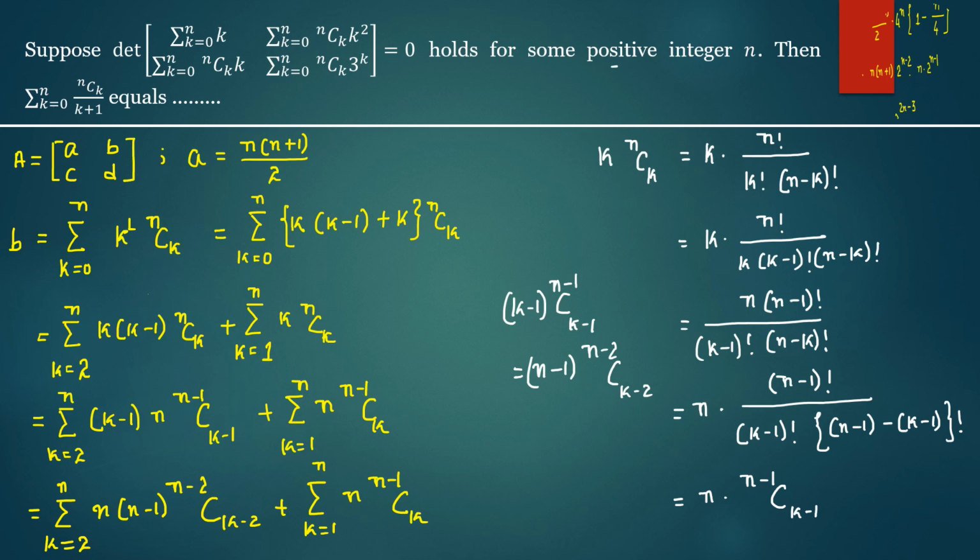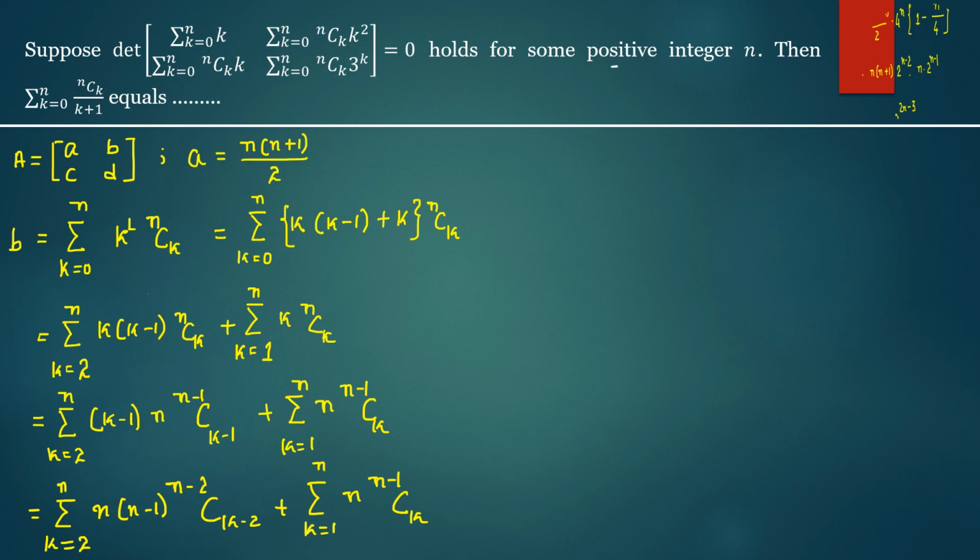So let's go ahead. Observe carefully. Here, b can be easily written as: n into (n minus 1) can be taken out from the summation, summation k is equal to 2 to n of (n minus 2) C (k minus 2), plus n will be taken out, summation of k is equal to 1 to n of (n minus 1) C (k minus 1). Okay, that's it.